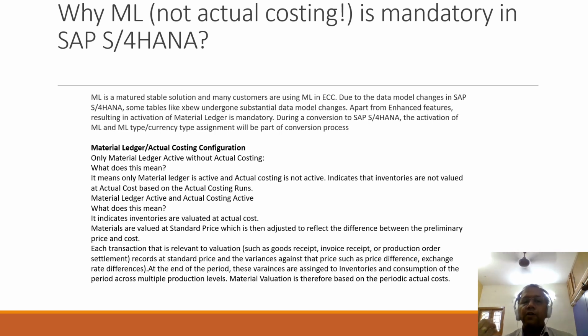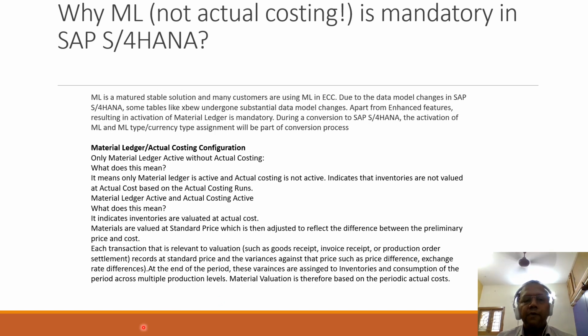So materials are valued at the standard price, which is then adjusted to reflect the difference between the preliminary price and the actual cost. Each transaction that is relevant to the valuation, such as goods receipt, invoice receipt, production order, and settlement, records at the standard price and a variance against that price, such as price difference and exchange rate differences. At the end of the period, these variances are assigned to the inventory and the consumption of the period across the multiple production levels. Material valuation is therefore based on the periodic actual cost.